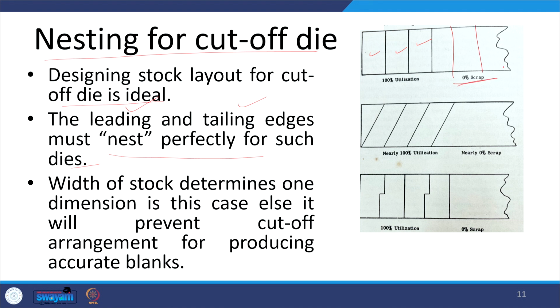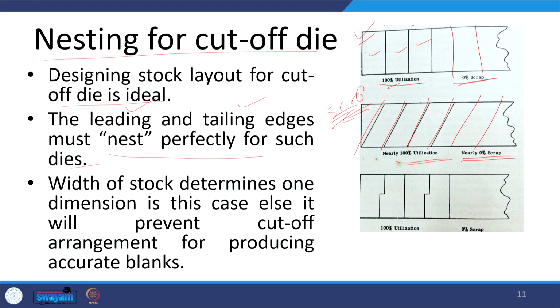But if it is not so, and this is the kind of product to be made, then we will be having one blank, another blank, and this is how it will be continued. Initially in the leading edge there will be some scrap, but in case of coiled stocks, this percentage will be negligible, nearly 0% scrap and nearly 100% utilization. In the first case, it is 100% utilization.